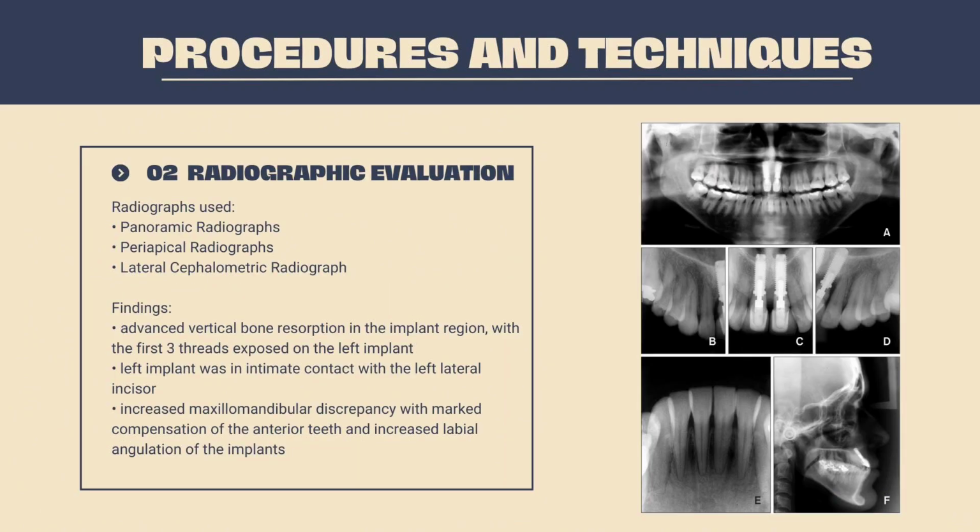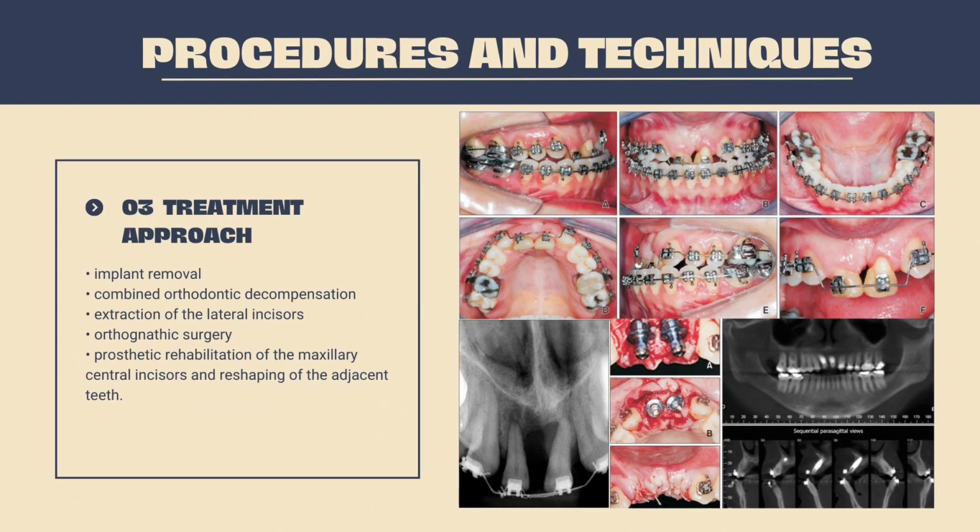Radiographs used: panoramic radiographs, periapical radiographs, lateral cephalometric radiograph. Findings: advanced vertical bone resorption in the implant region, with the first 3 threads exposed on the left implant. Left implant was in intimate contact with the left lateral incisor. Increased maxillomandibular discrepancy with marked compensation of the anterior teeth and increased labial angulation of the implants. Treatment approach: implant removal, combined orthodontic decompensation, extraction of the lateral incisors, orthognathic surgery, prosthetic rehabilitation of the maxillary central incisors, and reshaping of the adjacent teeth.